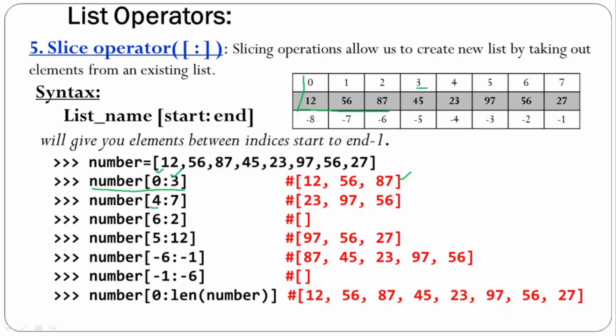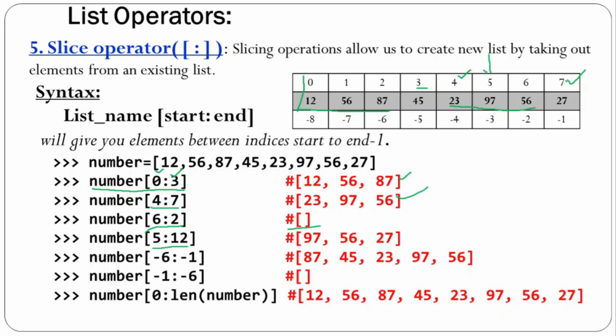Next example, number[4:7]. The starting index is 4 and the ending index is 7. So the output will contain the items from 4 to 6. The output will be 23, 97 and 56. Next example is number[6:2]. Here the starting index is greater than the ending index, so it will generate an empty list. While using the slice operator, the starting index should be less than the ending index, otherwise it will return an empty list.